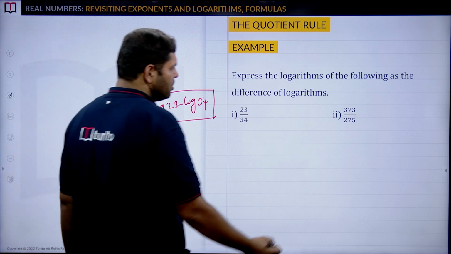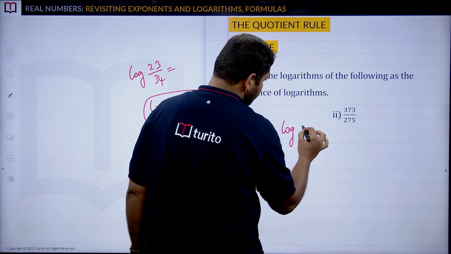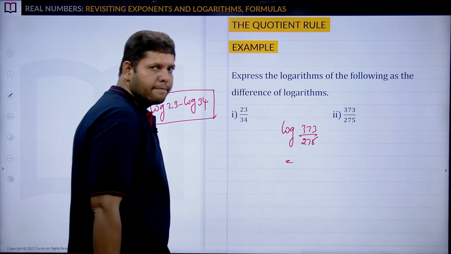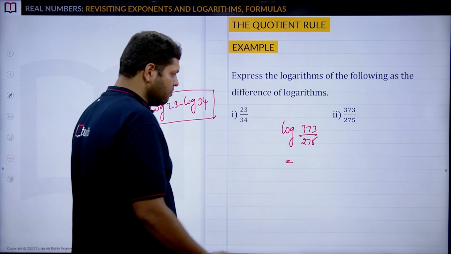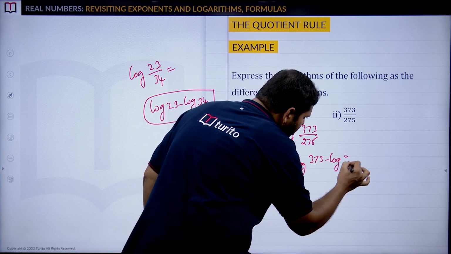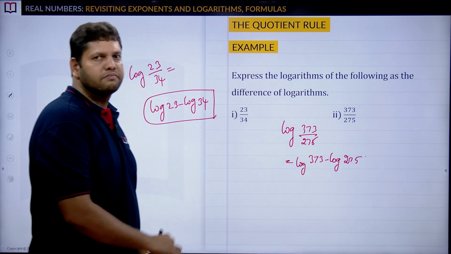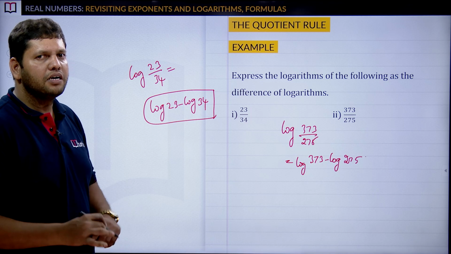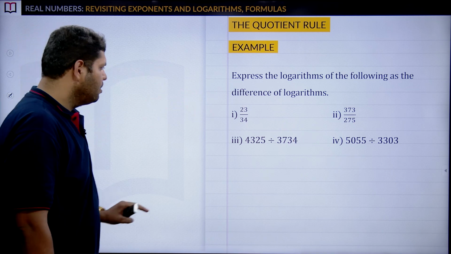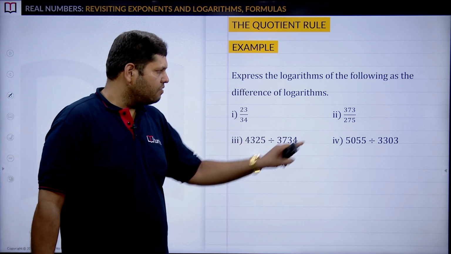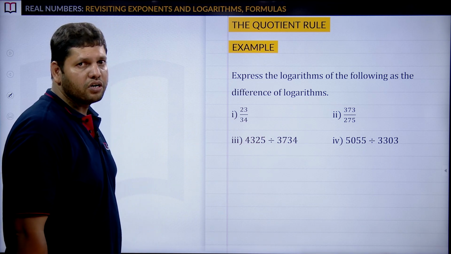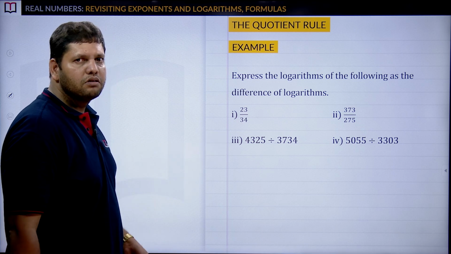Okay. Just look at this question. Log 373 divided by 275. Children, it is under division. So division means we can write in subtraction form. So log of 373 minus log of 275. Clear, children? And children, try these questions. 4325 divided by 3734 and 5055 divided by 3303. Apply the same quotient rule and write in logarithmic form.